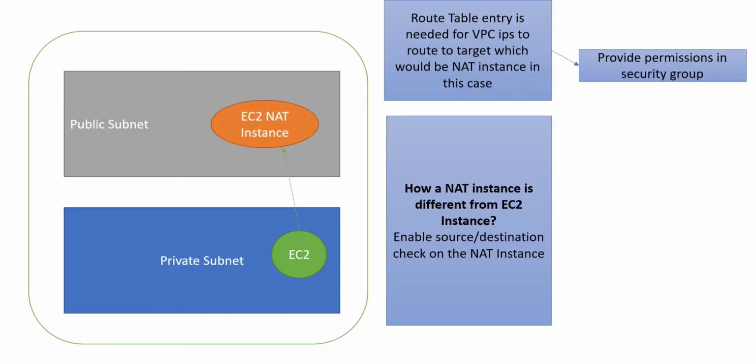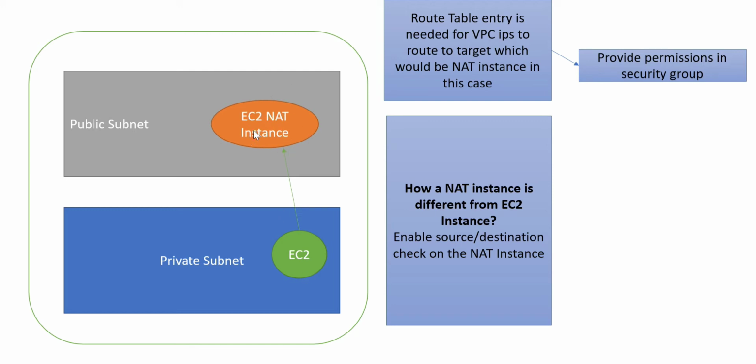Let's quickly look at what a VPC is. VPC is a virtual private cloud. This green boundary, if you see, is the VPC. Inside this VPC, I have a public subnet and a private subnet. Within the private subnet, I have an EC2 instance, and within the public subnet, I have another EC2 instance.